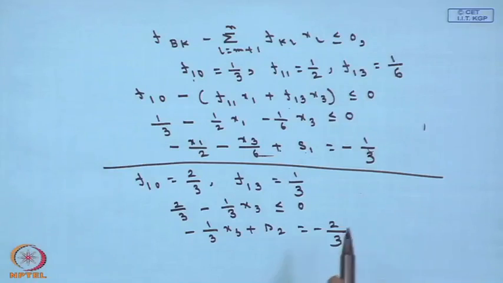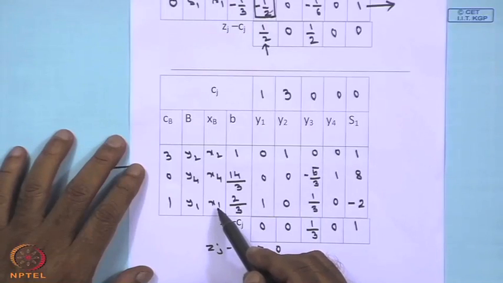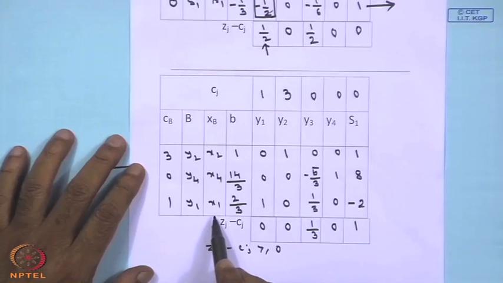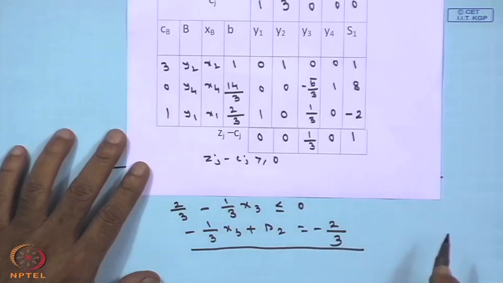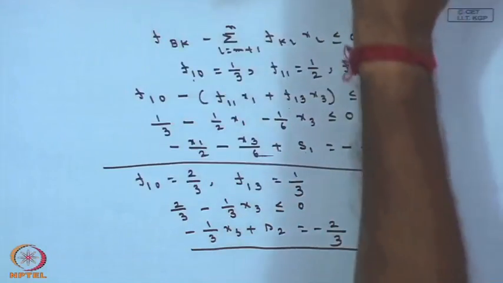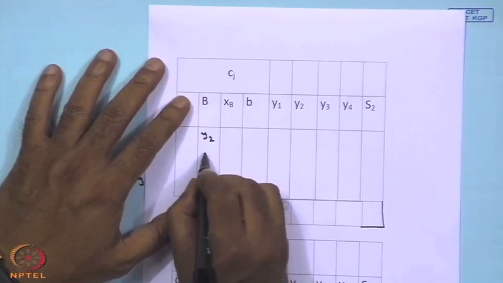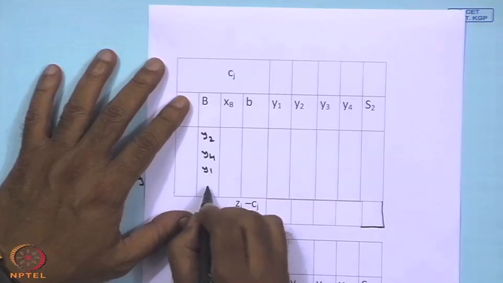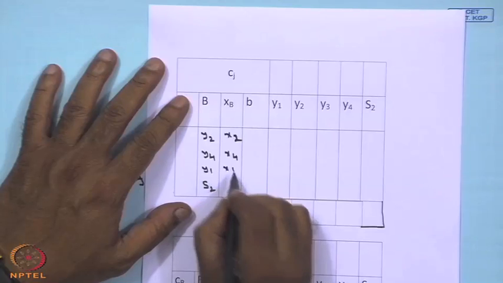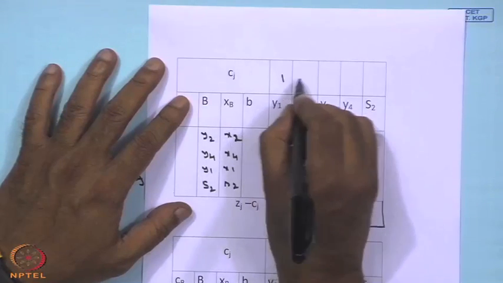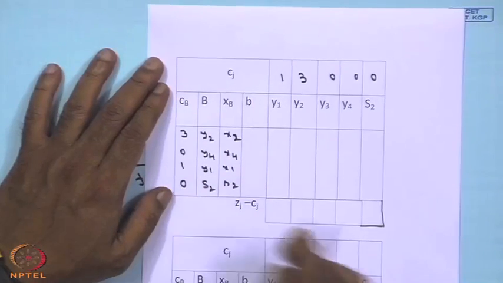So, now what will happen? In this table you were having x2, x4, x1, and with this one more basic variable will enter. The basic variable is S2 and the corresponding equation is this one. So, let us see what happens. Our basic variables are then, from the earlier one, y2, y4, y1 and S2. Corresponding x values are x2, x4, x1 and S2. Your Cj is 1 3 0 0 0, Cb is 3 0 1 0.